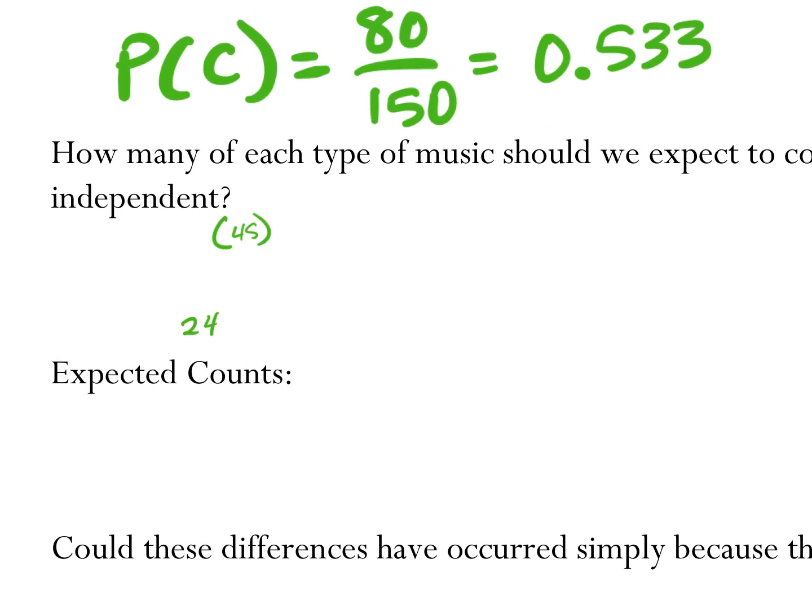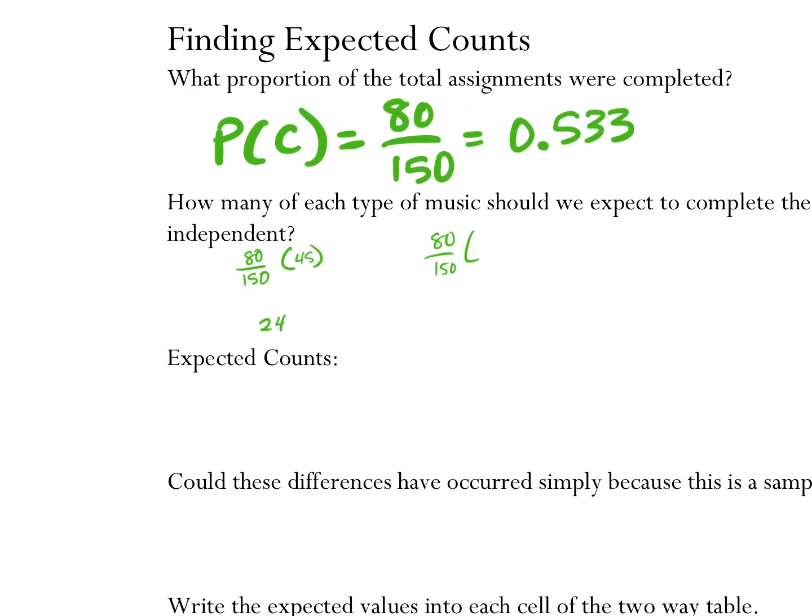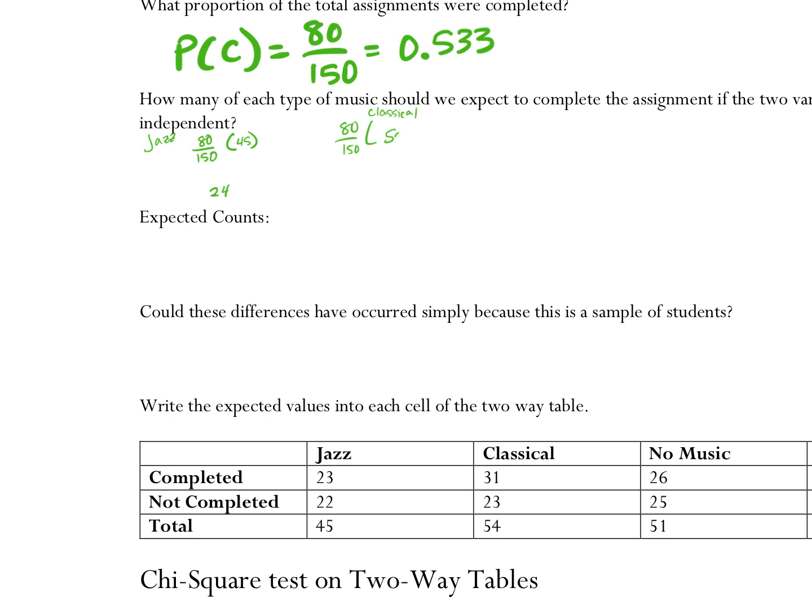Now, is everybody with me that in reality, I'm going to cross out that 0.533 for a second. In reality, if I wanted to write down all the numbers that really got me there, it would be 80 times 45 over 150. And then for the next one, it would be 80 over 150 times 54. So this was jazz. For classical, 28.8. And for the non, it would be 80 over 150 times 51.